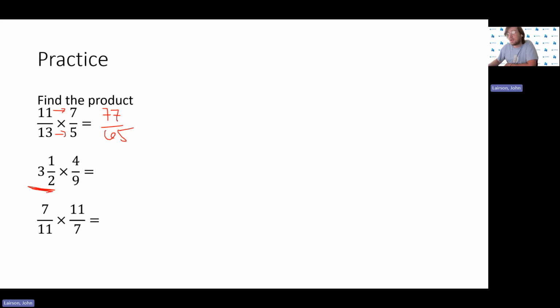So this one, we've got the mixed number. I don't want mixed numbers. I just want normal fractions. So 3 times 2 plus 1 is 7. Keep the same bottom, 2. So I've changed this 3 1/2 to 7 over 2, and now I'm just going to rewrite the rest of it here. 7 times 4 is 28. 2 times 9 is 18. This can be simplified to 14 over 9.